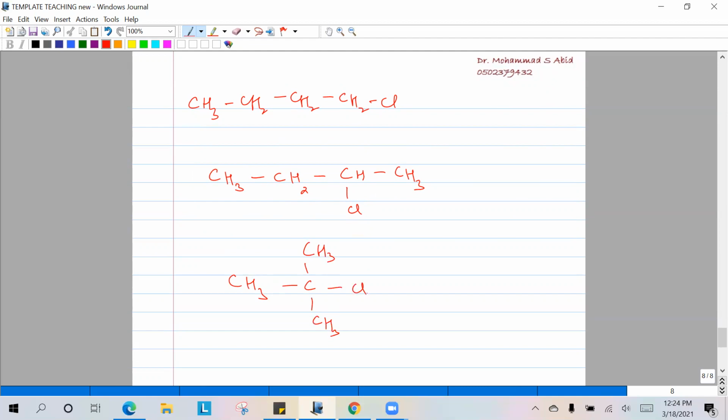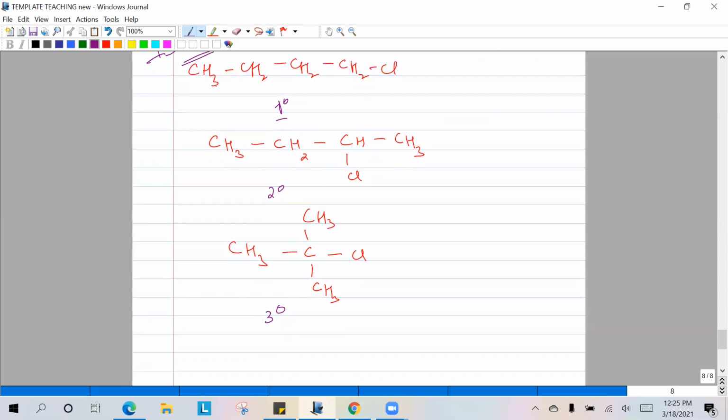So the first thing you will observe is this is primary, this is secondary, this is tertiary, and these all have the same molecular mass. So basically they all are isomers. So what I'm doing now is comparing the isomers.